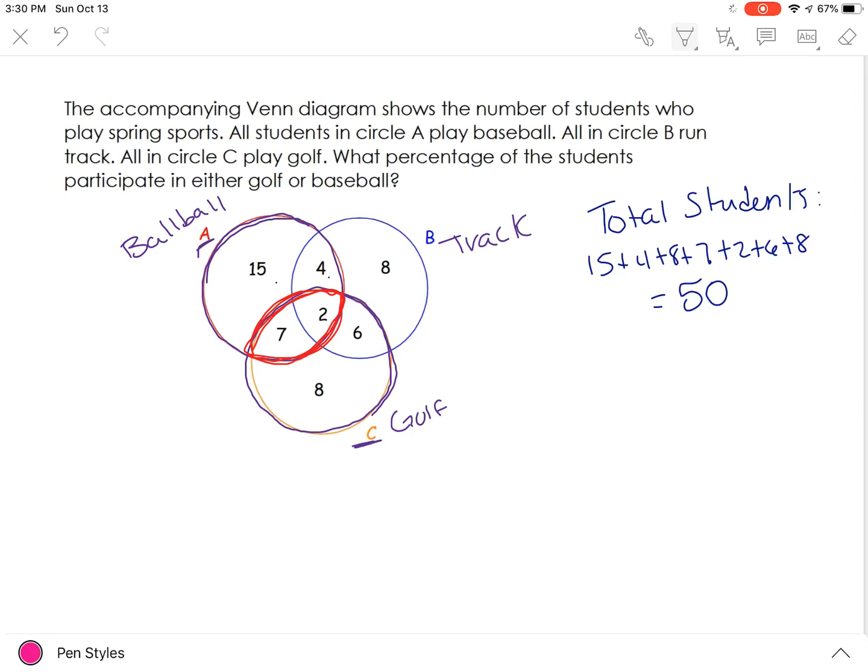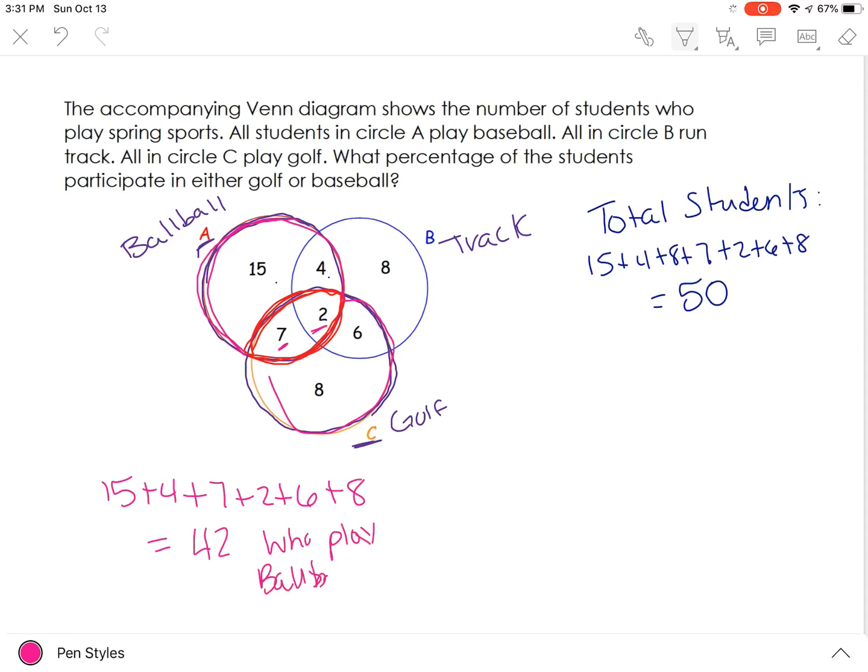Now let's figure out how many play golf or baseball. We're going to add up all the numbers that are in these circles one time. So we are going to take 15 plus 4 plus 7 plus 2 plus 6 plus 8. Notice how I added the 7 and 2 just one time, because we want to be careful not to add those twice. So that gives us a total of 42 students who play baseball or golf.